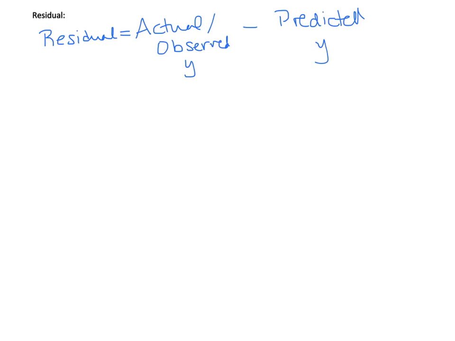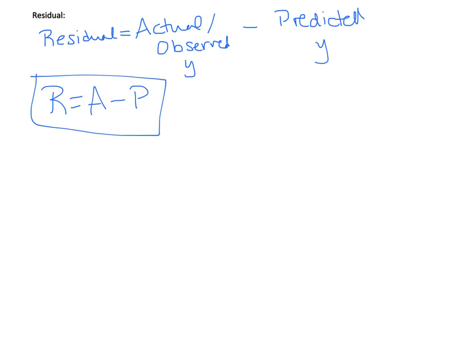And this formula is really long. If you want to do it, write it like R equals A minus P and think of it as RAP. That's a good way to do it. That way you'll remember the order. So this is going to be very important. It tells you how far your line, the guess from your line, is from the things that you actually got. And let's do an example.